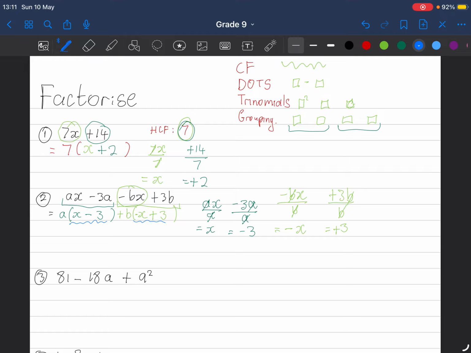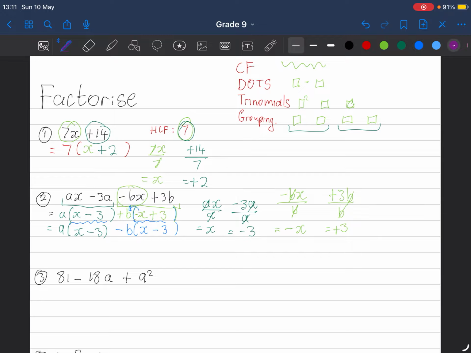The way we do that is when you pull out a negative sign from any bracket, every term in that bracket, the sign will change. So let's put an equal to sign. I'm gonna bring the a x minus 3 down as normal. Now in my second bracket, I'm gonna factor out a negative sign. So now I'm gonna change this to a negative b and change all the signs inside that bracket. So that becomes x minus 3.